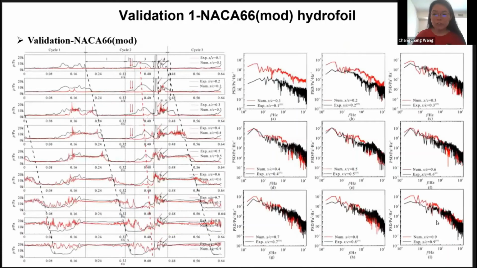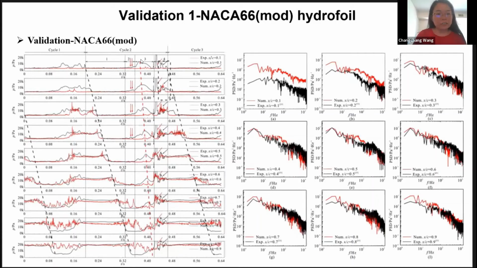Then the pressure field and its spectrum on the foil surface are validated. Firstly, in terms of the pressure fluctuations, a more detailed comparison in one cavity cycle, like cycle 2, is made. During the attached cavity growth stage, the attached cavity growth induces the pressure fluctuation at the cavity closure. We can see a difference at the cavity closure. This could be due to the cavity length fluctuations, and this fluctuation is also observed from cycle to cycle in the experimental observation.